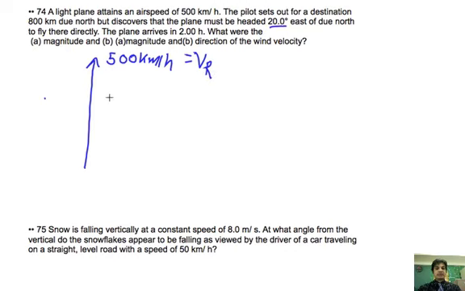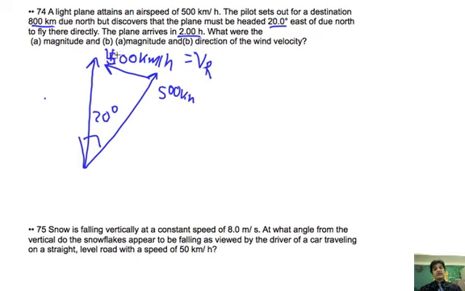But it has to head 20 degrees east of north to do that. So what's happening here is it's actually going 20 degrees like this. So it goes 500 kilometers per hour like this. So there's this crazy wind that blows it like that. And so here's the first thing: we don't actually go 500 kilometers per hour. It looks like the plane arrives in 2 hours. So if we go due north, we actually end up going 800 kilometers in 2 hours. So this ends up being a component of 400 kilometers per hour.